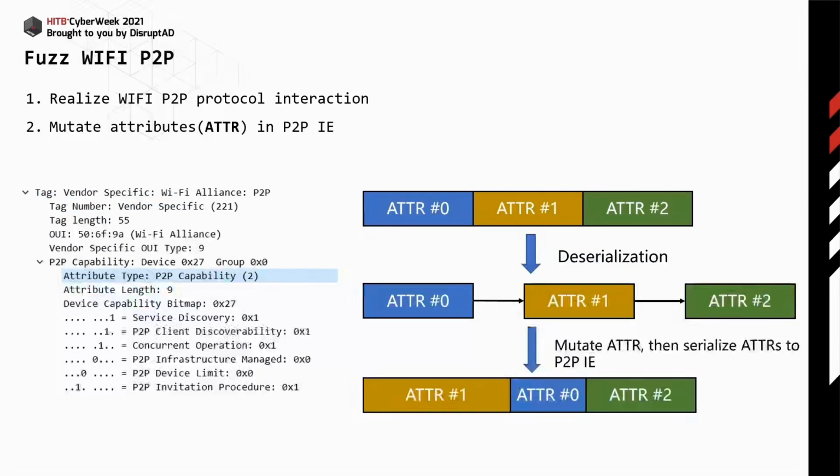Let's briefly introduce how I fuzz the Wi-Fi P2P protocol. First, I need to implement the Wi-Fi P2P protocol interaction and then make a customized mutation to the data in the P2P frame, mainly the attributes in the P2P IE. The mutation of attributes is similar to the previous mutation strategy for information elements, so I won't repeat it here.